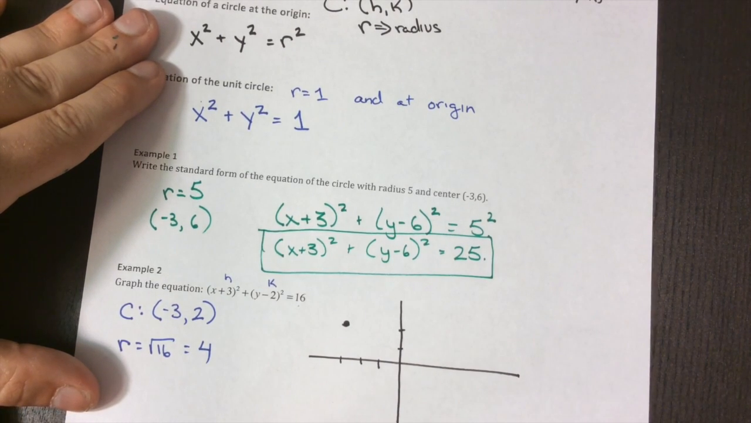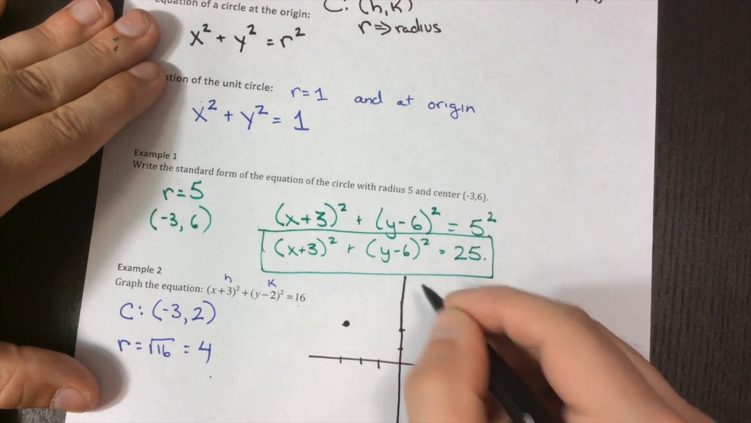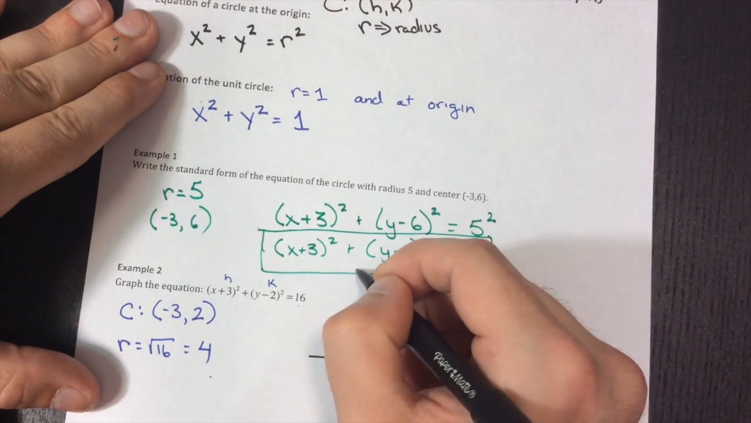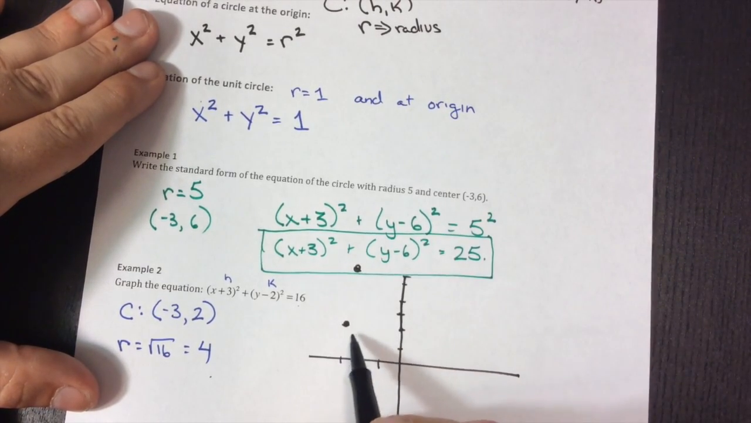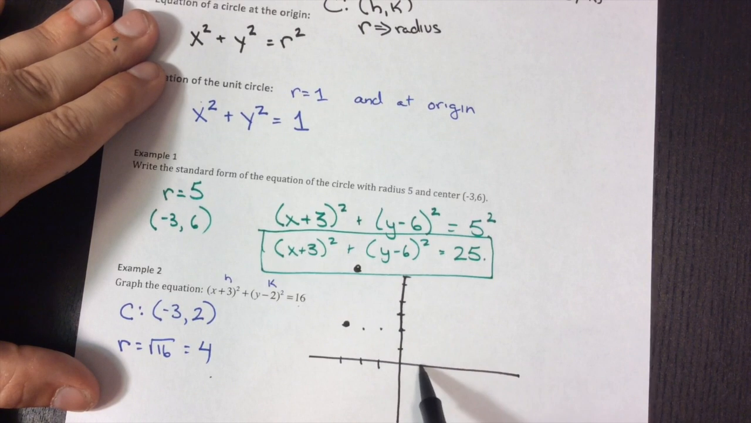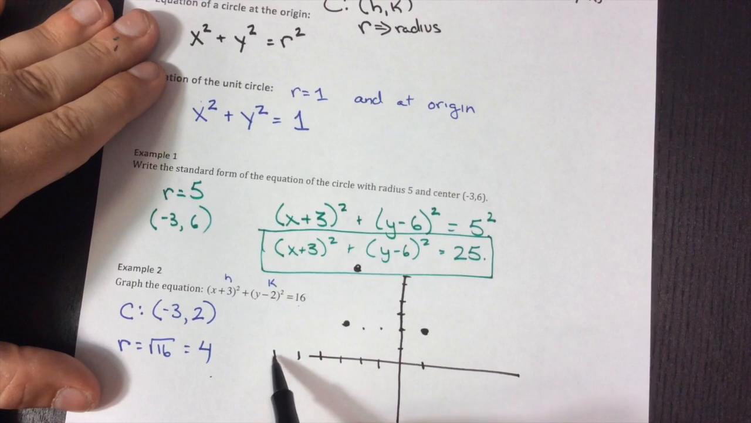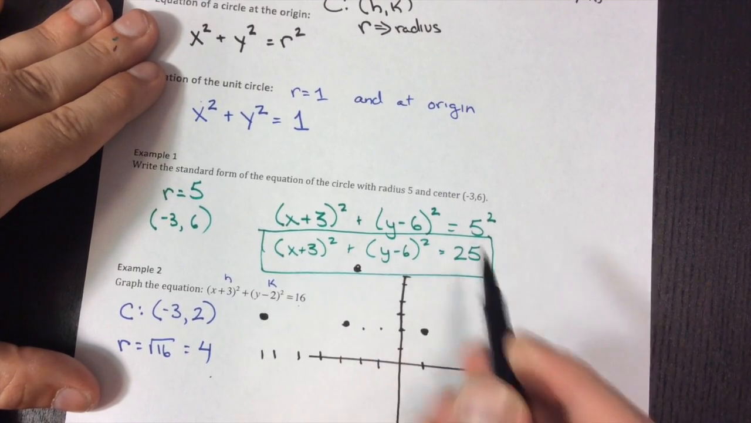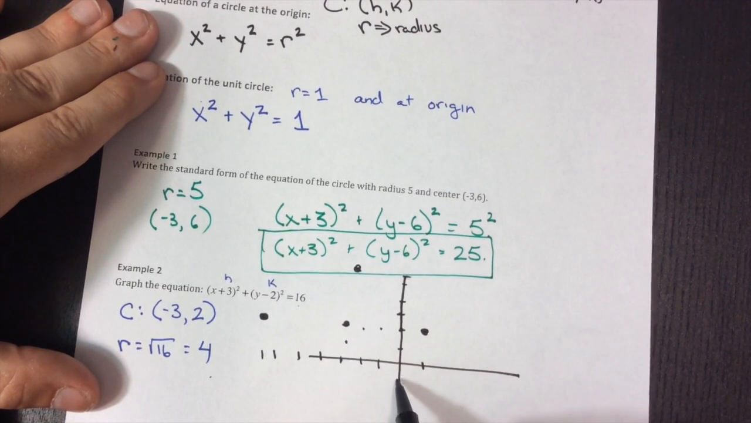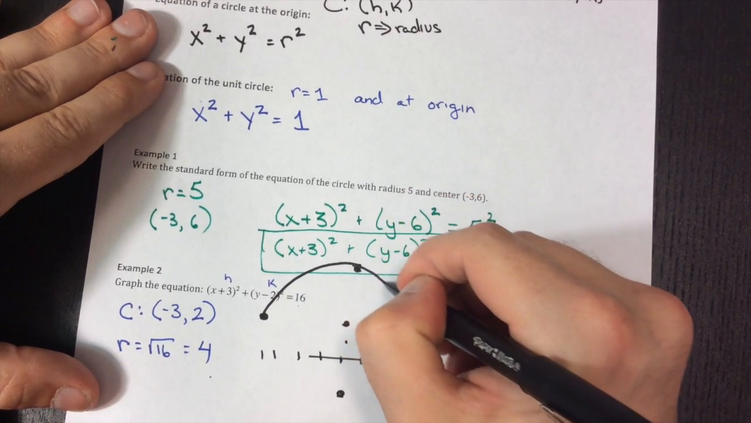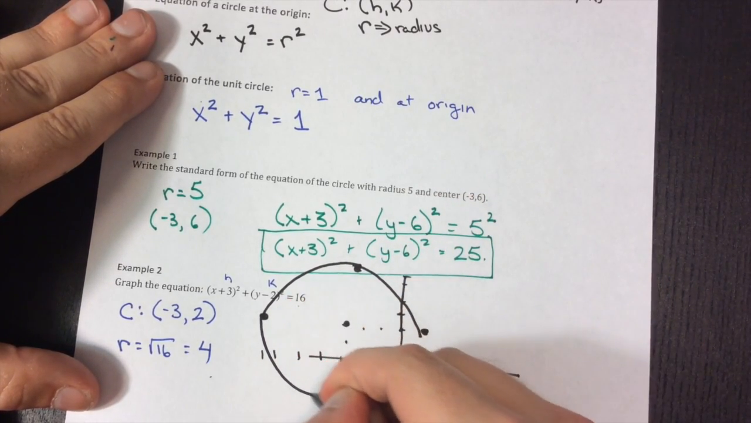The way I like to graph circles is I go 4 up, down, left, and right from the center. So 1, 2, 3, 4. I'm going to put my point there. Now if I go to the right, 1, 2, 3, 4. If I go to the left, 1, 2, 3, 4. And if I go down, 1, 2, 3, 4, and if my spacing is equal, then when I draw my circle in, it should look pretty equal.